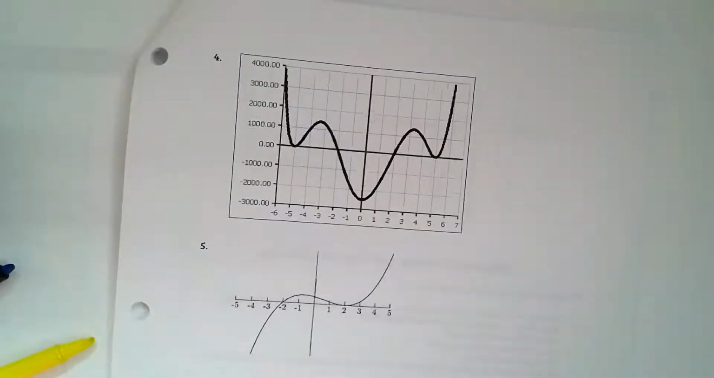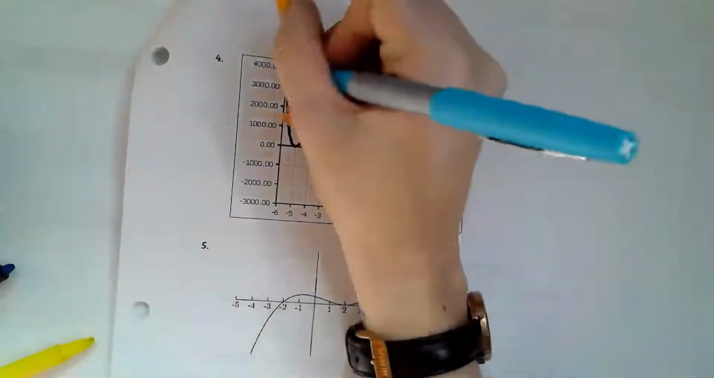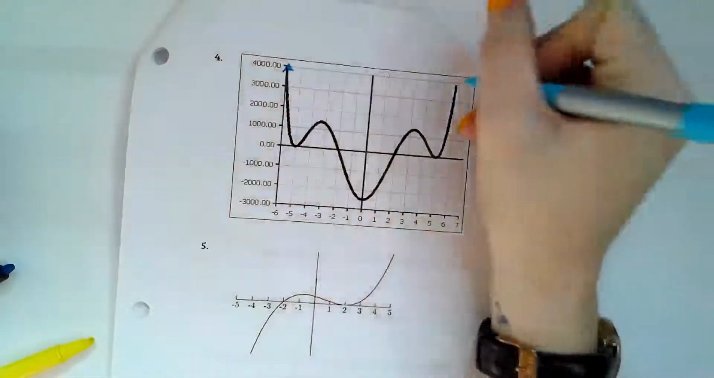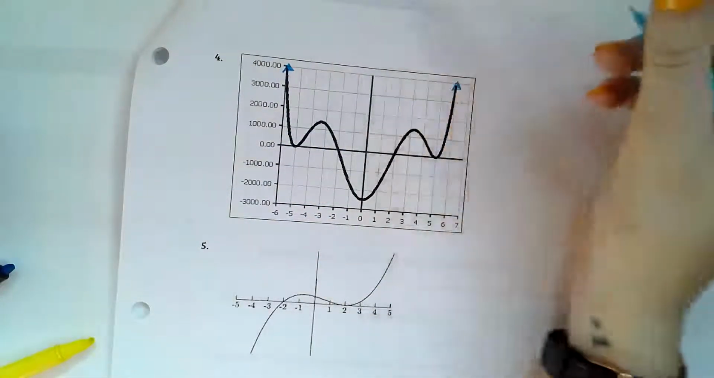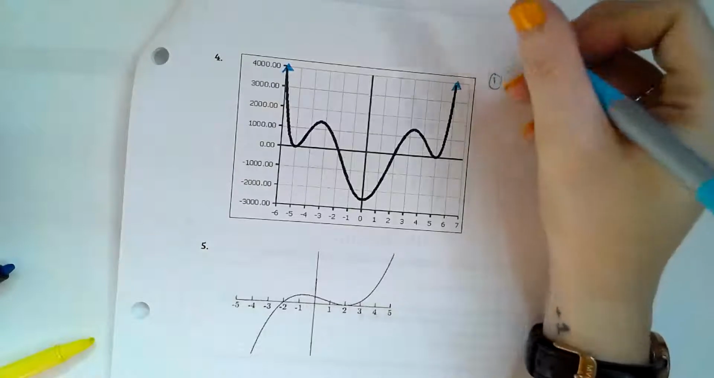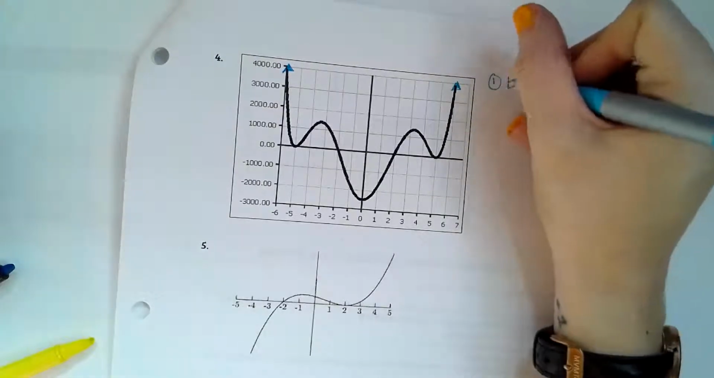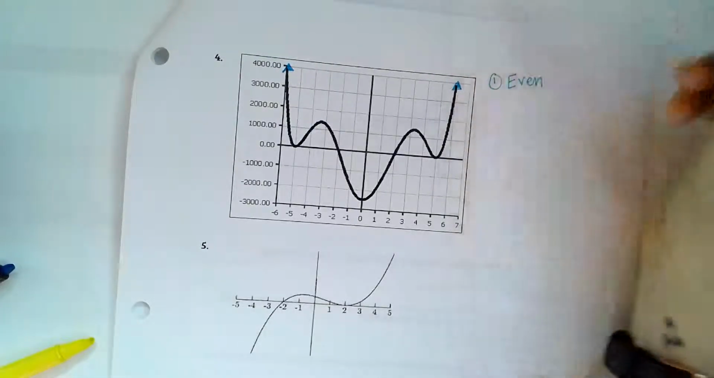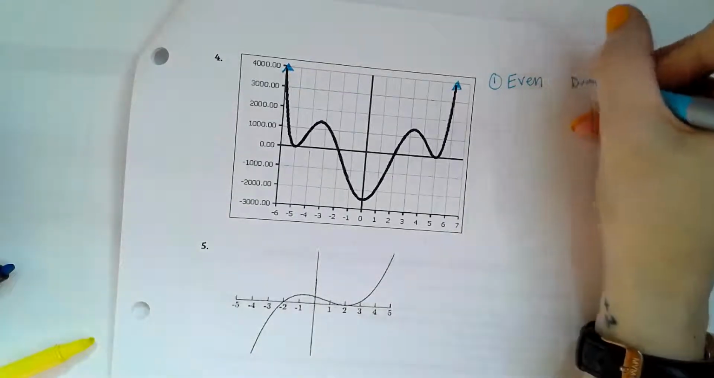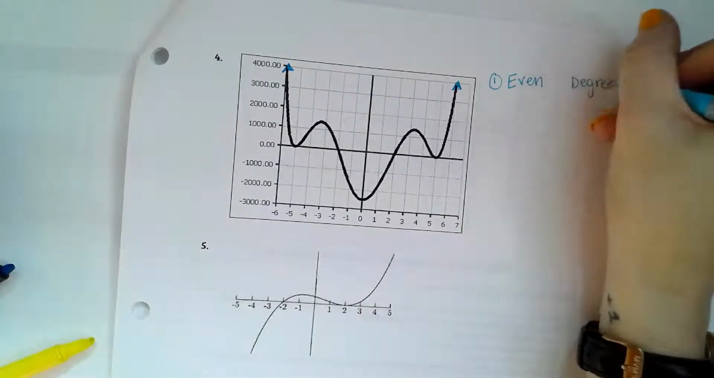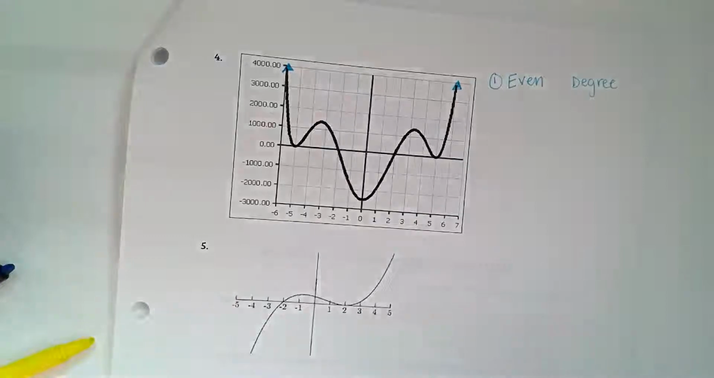Okay, so this one here. Both of these ends are pointed upward, which means that this is even. Okay, so let's find out what this degree is.